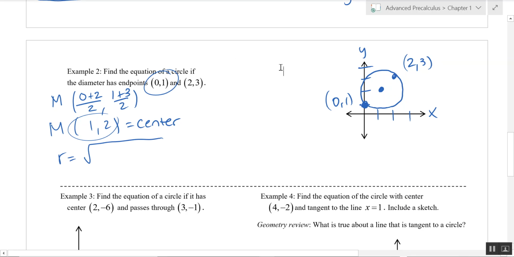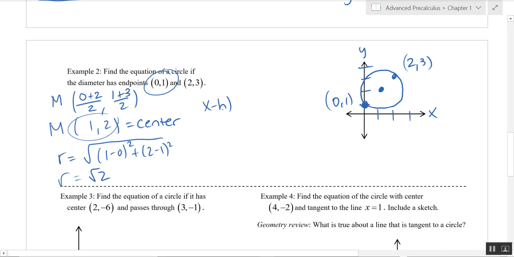Difference in our x coordinate squared, we'll say 1 minus 0 squared, plus 2 minus 1 squared, the difference in our y coordinates. And we can simplify that. We get 1 plus 1, or root 2, for our radius. So we know the center, we know the radius. Hopefully we can go straight from that.